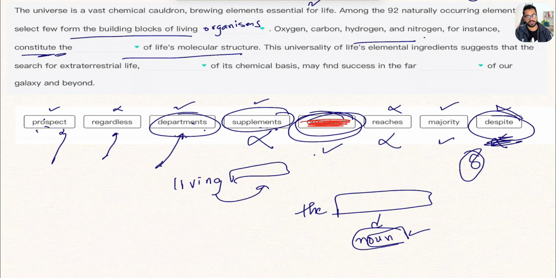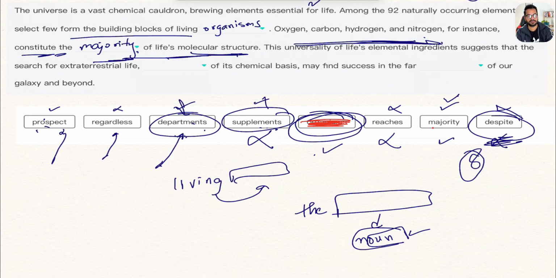For instance, constitute the prospect of life's molecular structure. Constitute the departments of life's molecular structure, doesn't make sense. Constitute the supplements of life's molecular structure, again doesn't make sense. Constitute the majority of life's molecular structure, that makes more sense because they have given us 4 things, and they are saying oxygen, carbon, hydrogen, and nitrogen constitute life's full molecular structure, and these 4 are the majority of life's molecular structure. So majority is going to be my right answer over here.